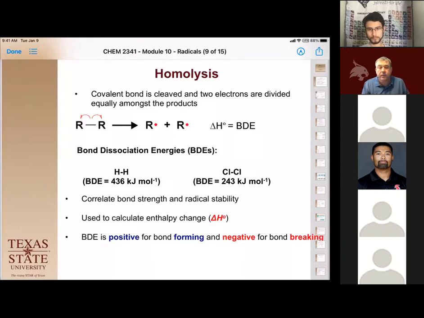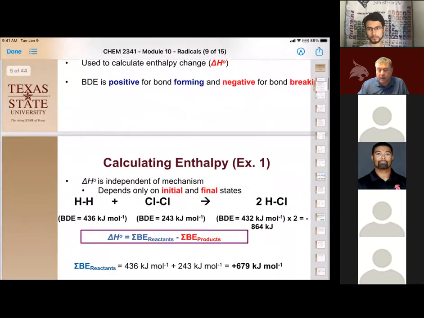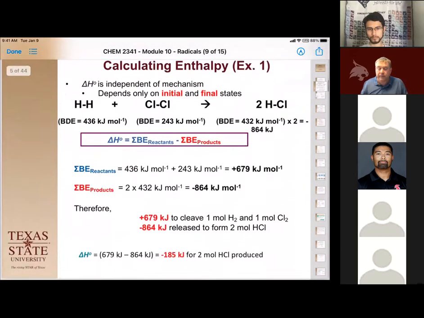Now, this bond dissociation energy associated with breaking these bonds is important because it gives us an idea of the enthalpy of the reaction. We're talking thermodynamics again, but the idea here is that the bond dissociation energy is positive for bond breaking, meaning it's using heat to break that bond. It is negative for bond forming. So when you form a bond, the enthalpy of the reaction is negative. Let's take that into account and look at calculating the total enthalpy of a reaction.